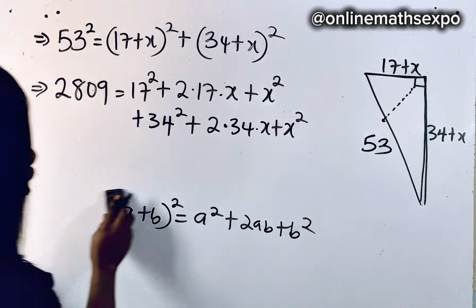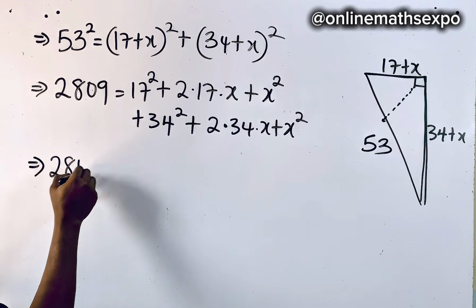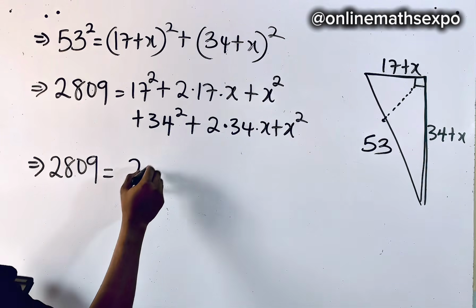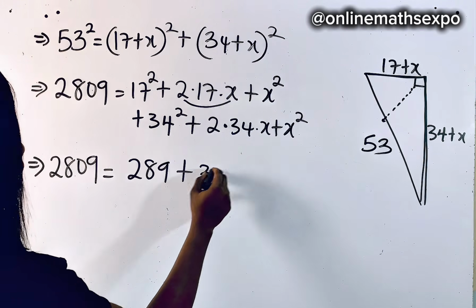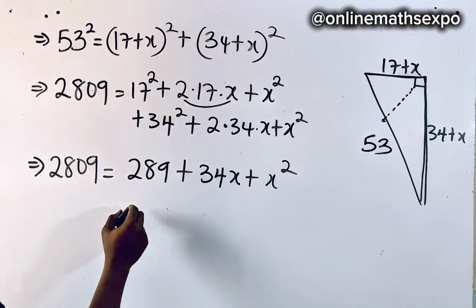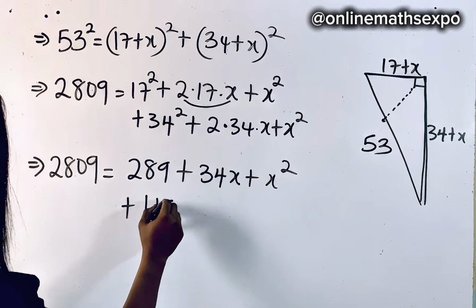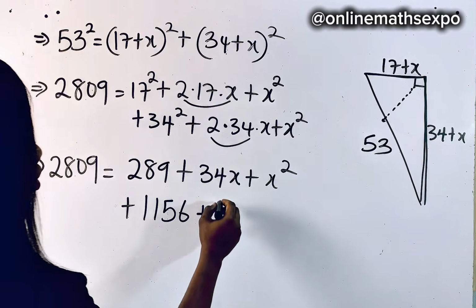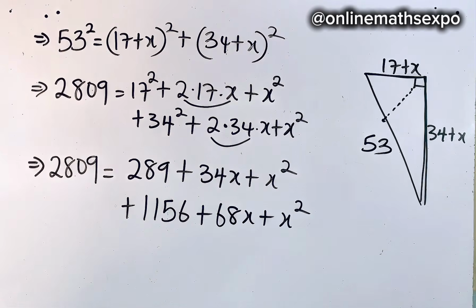Now let's simplify this. This is going to give us 2,809. 17 squared gives us 289 plus, multiply this, it gives us 34x plus x squared. For this, we are going to have 34 squared gives us 1,156. Multiply this, we are going to have 68x plus x squared. Now what do we do next?